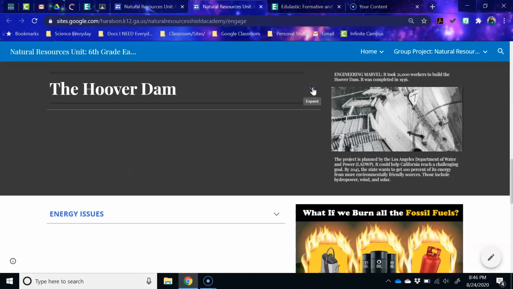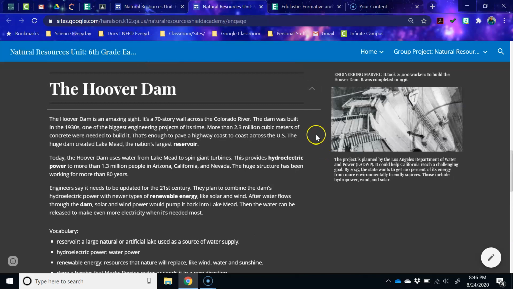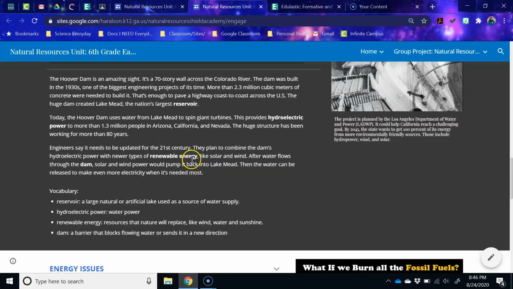Did you notice how this has a little drop down? So you will drop that down and read about it. And then you'll also notice some of this is in bold. And then down here, I have defined those words in bold.